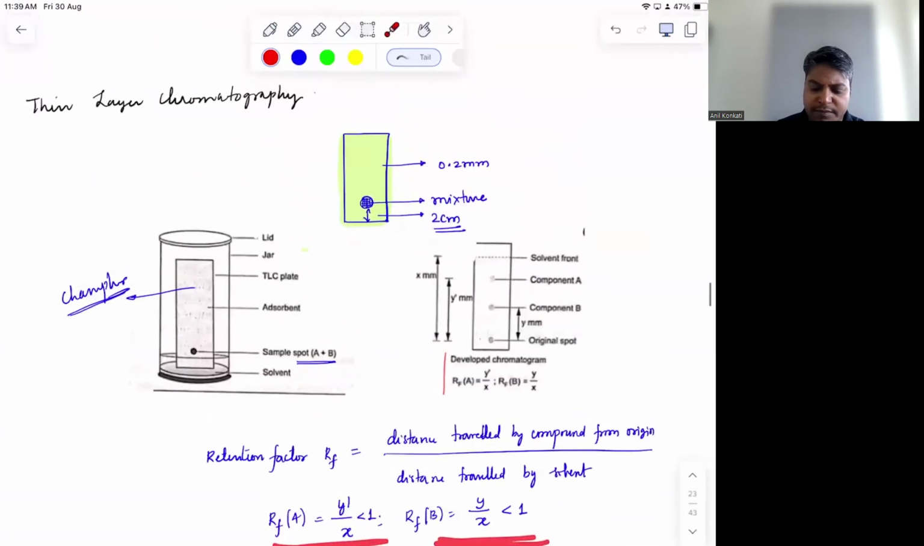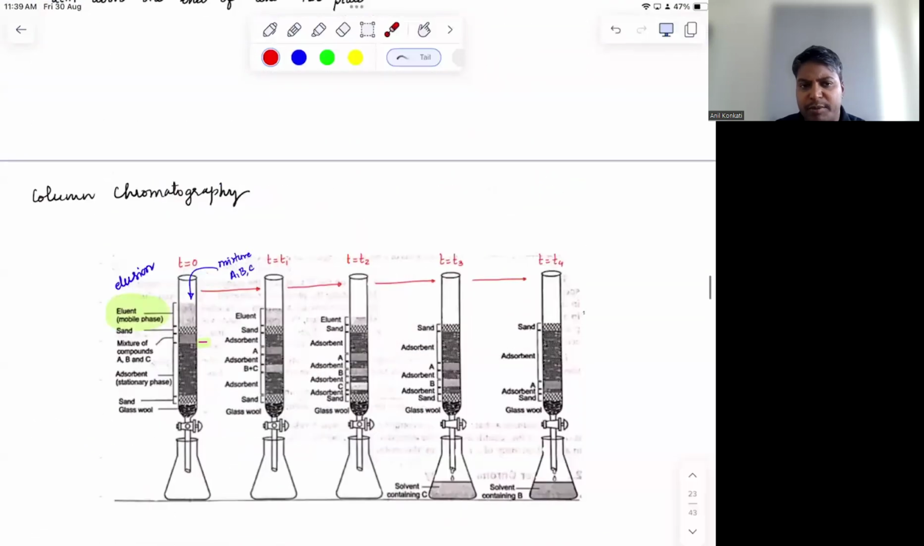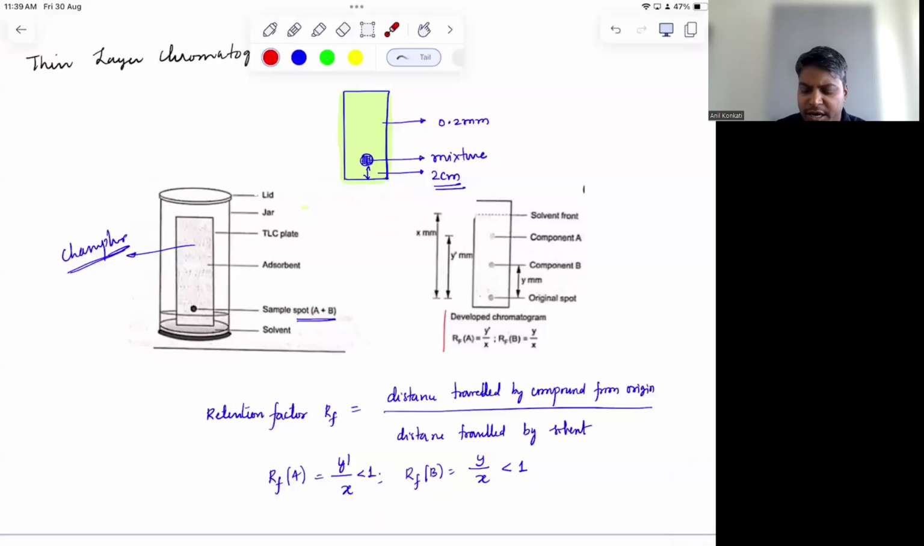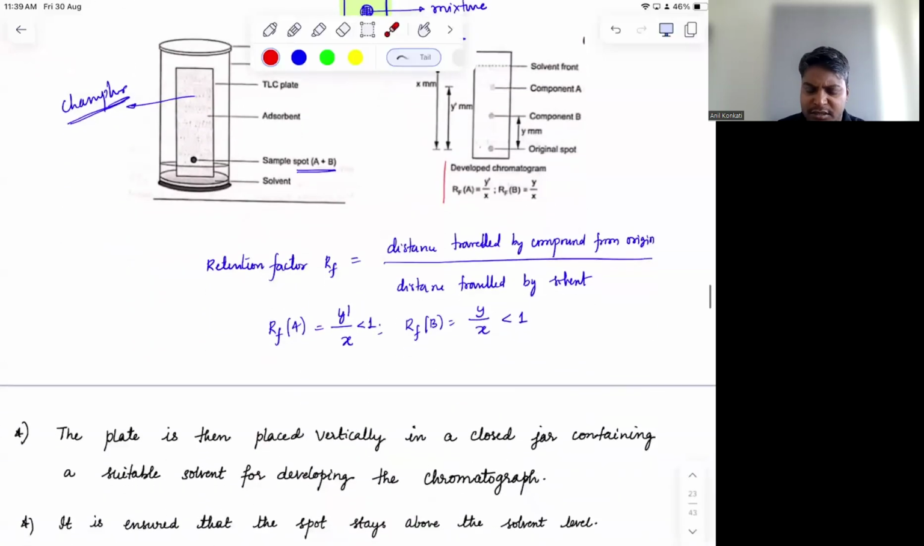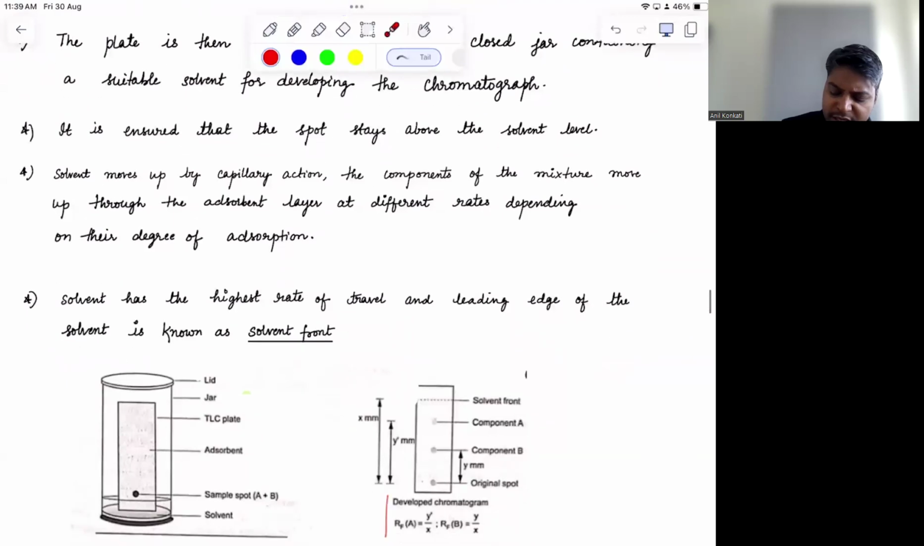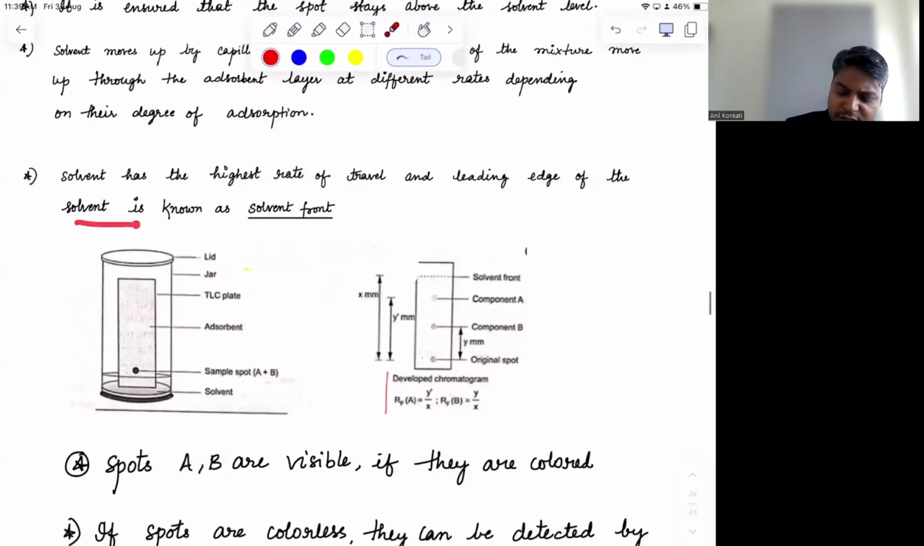So whenever it is column chromatography, it can be sampled using thin layer chromatography and you observe how much is the retention factor for this. Now notice the plate is then placed vertically. I have explained that the solvent has the highest rate of travel, leading to the edge of the solvent. And this is called solvent front.